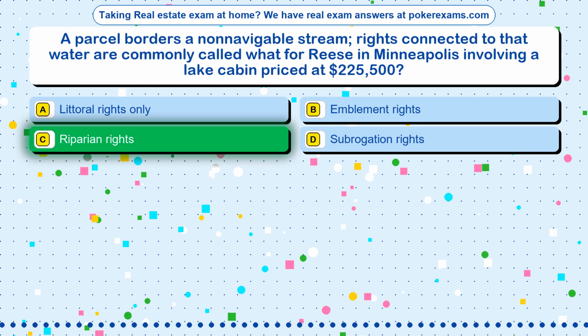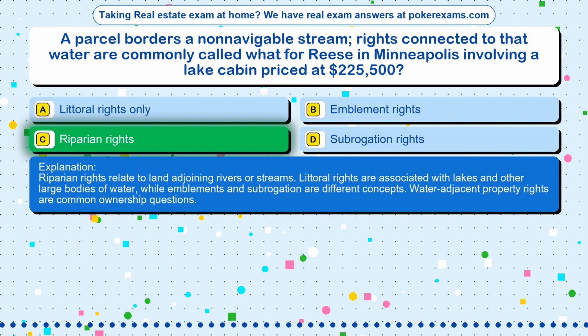The correct answer is option C, riparian rights. Riparian rights relate to land adjoining rivers or streams. Literal rights are associated with lakes and other large bodies of water, while emblements and subrogation are different concepts. Water-adjacent property rights are common ownership questions.